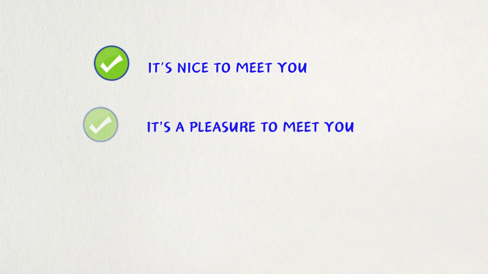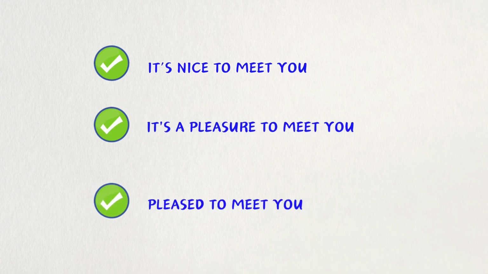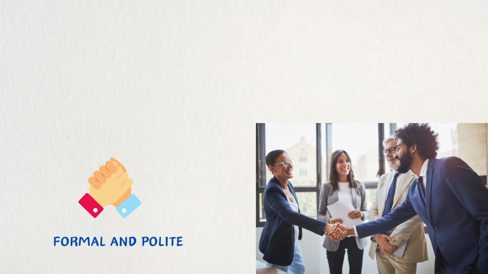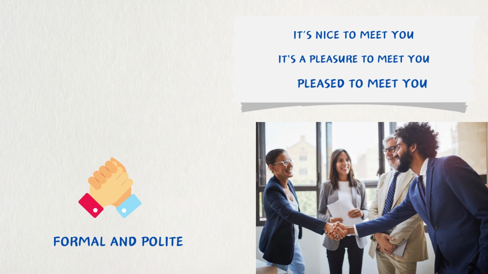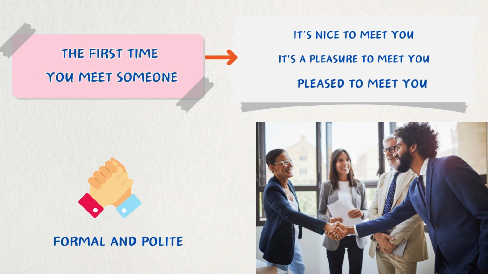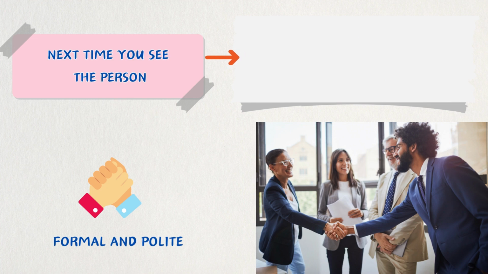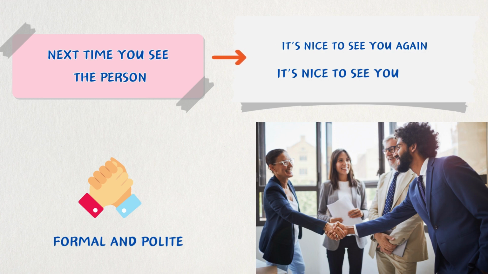"It's nice to meet you," "It's a pleasure to meet you," or "Pleased to meet you." These greetings are formal and polite. If you say this to someone when you meet him or her for the first time, it will make you seem courteous and polite. Remember to only use these greetings the first time you meet someone. Next time you see the person, you can show that you remember him or her by saying, "It's nice to see you again," or simply, "It's nice to see you."